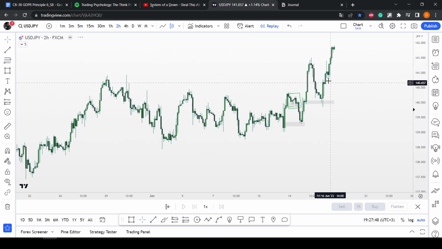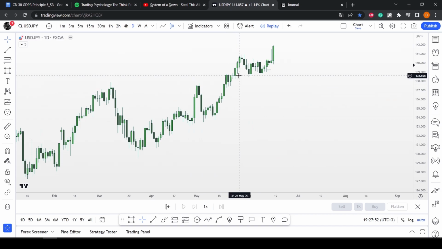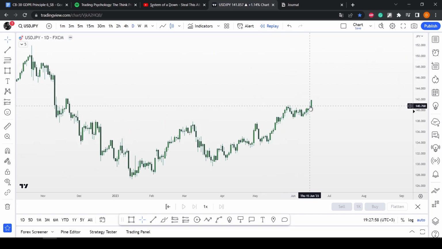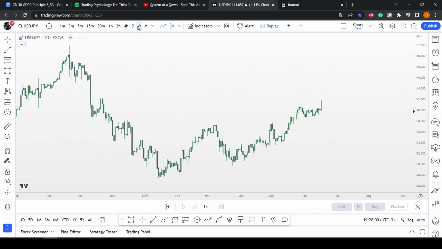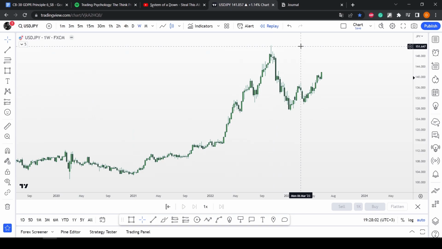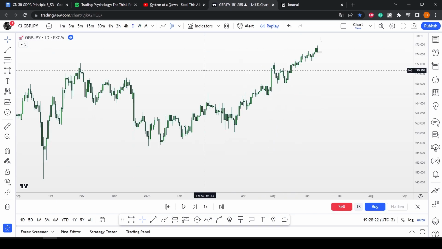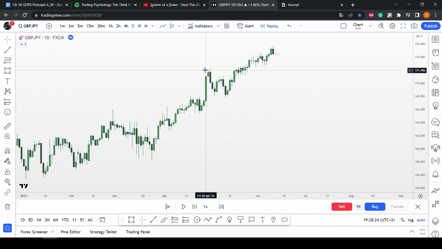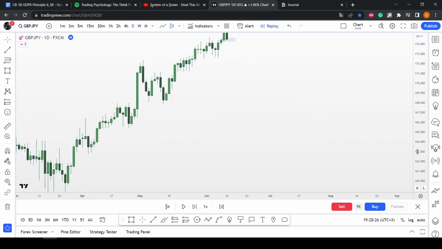So this is a quick presentation of what happened on USD JPY, and again, the structure held, and now we are in one more bullish push, and we are looking to continue this bullish push to where? To this weekly target. So one more pair that I was looking for is GBP JPY.